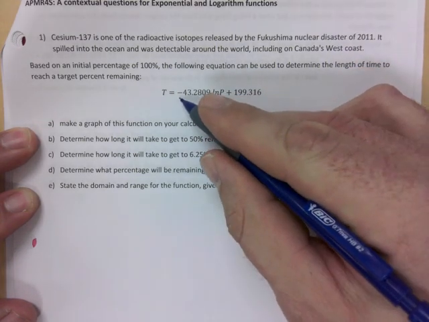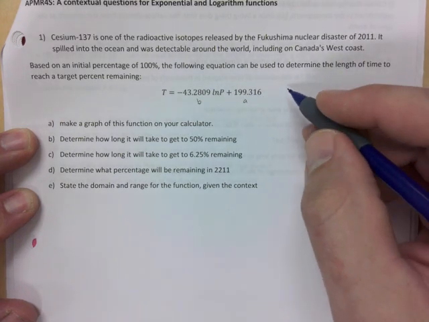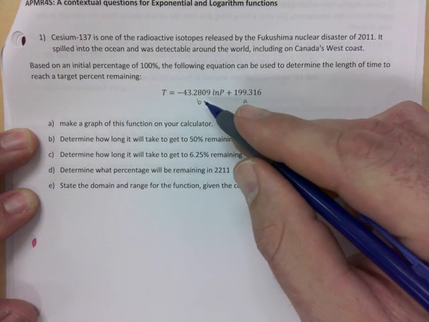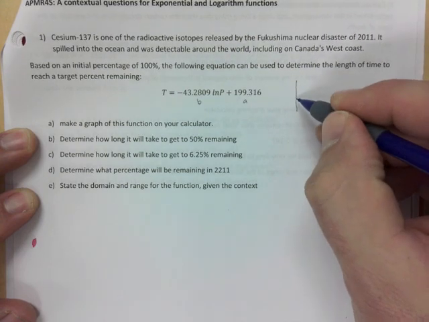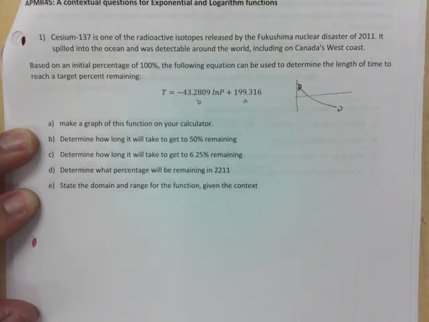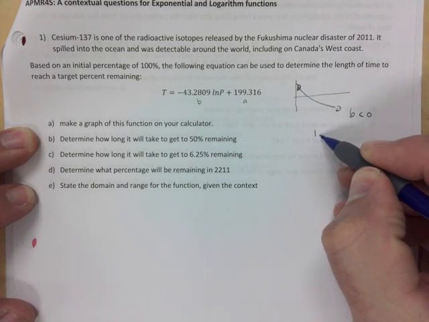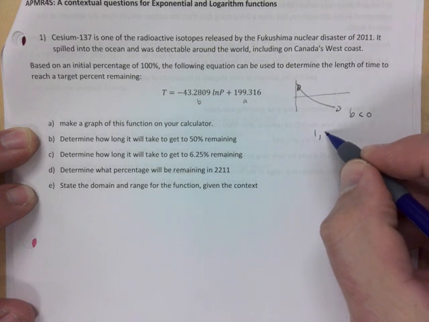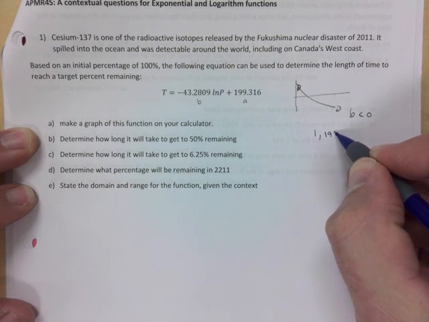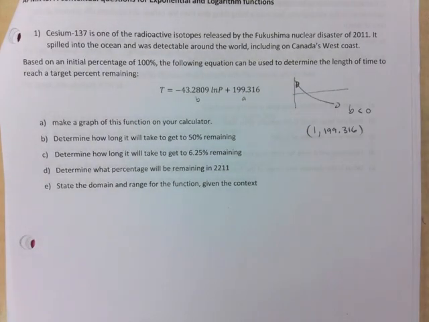Logarithmic. In this case, this is A and this is B, and B is negative, so this is actually going to be decreasing, because B is less than 0, which is negative. I know a point on there is 1, 199.316, and we're talking with an initial percentage of 100%.